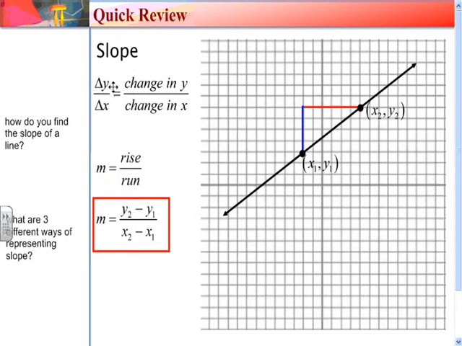Any one of these answers is reasonable. And then what are three different ways of representing slope? So you might represent it with delta y over delta x, change in y over change in x, rise over run, or you might represent it with this formula.